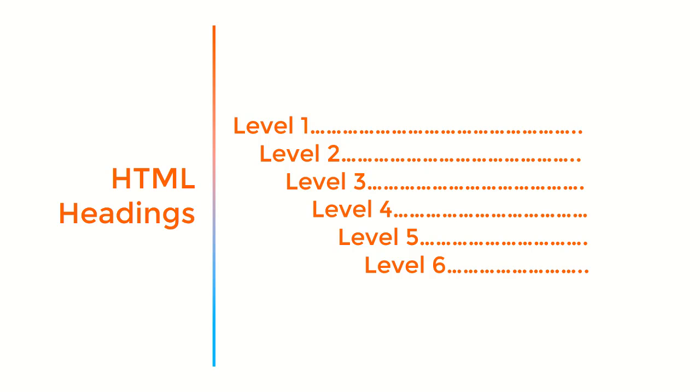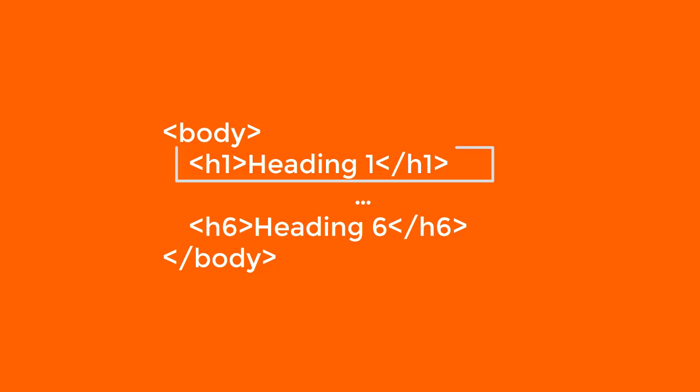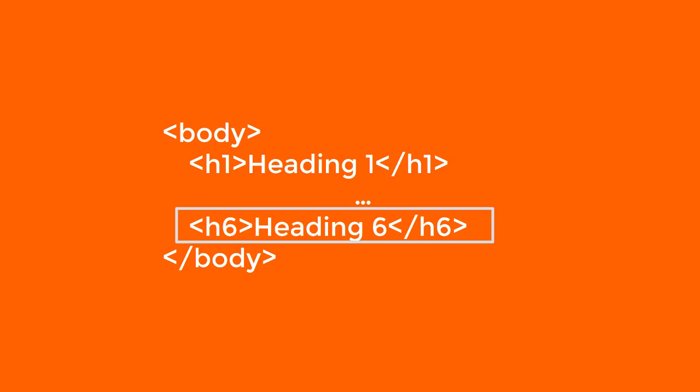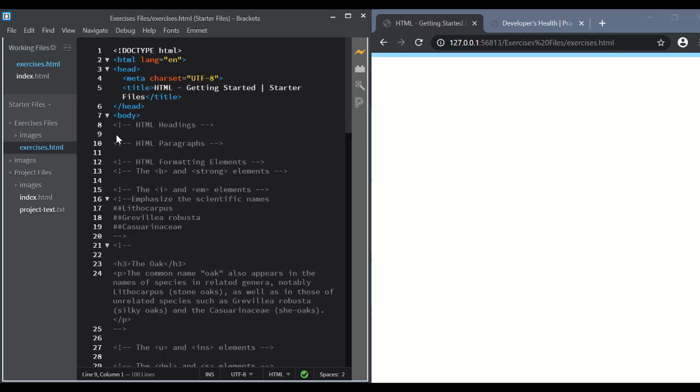A higher heading level number means greater heading importance. H1 defines the most important heading, while H6 defines the least important heading. Let's see them in practice. Notice there is a change of setup.